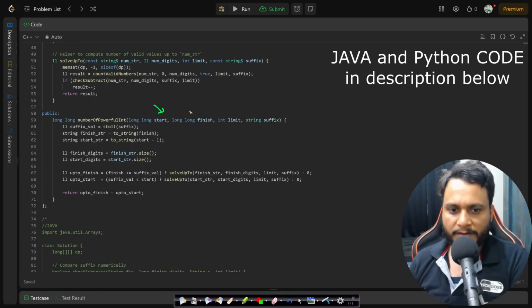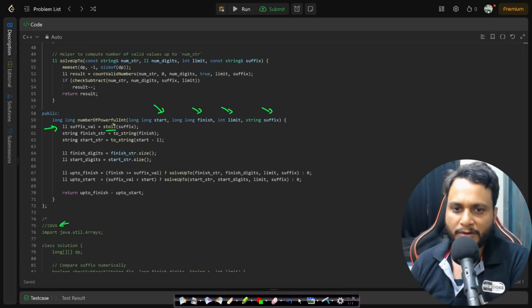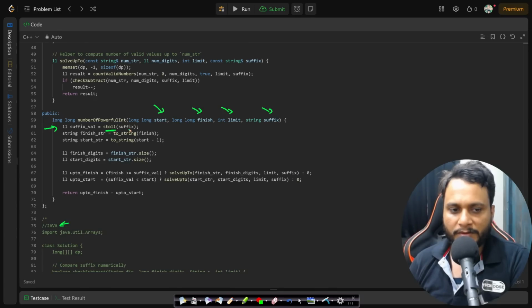In this problem, we are given the start, finish, limit and suffix. So I will be using the stoll function, which is string to long integer in C++. You can check out in your language how to do that. I have already provided Java and Python code. I'll be using stoll everywhere because it is easier to compare two integer numbers or long numbers rather than comparing two strings. So string to long on the suffix will give me the suffix value, and I will convert finish to a string called finish str, and start - 1 to a string which is called start str.